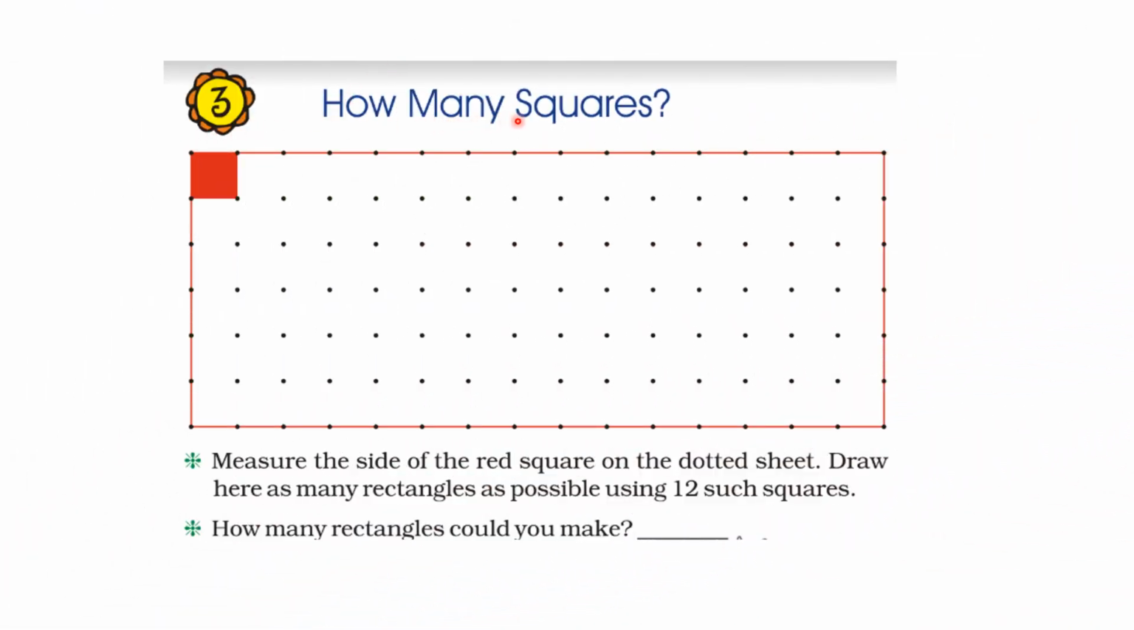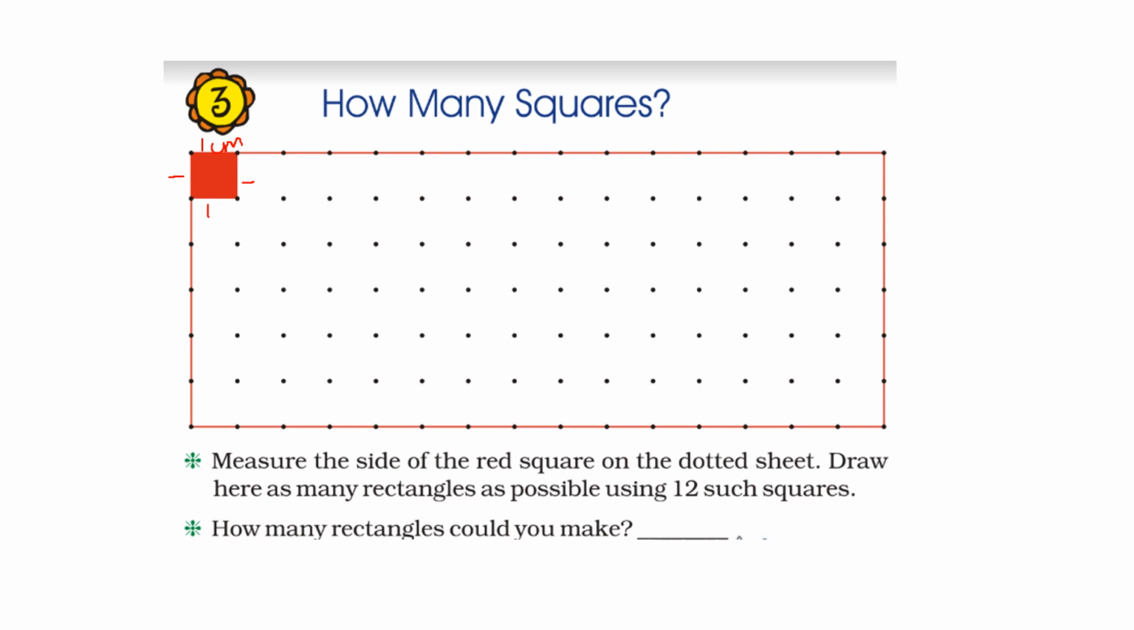Chapter 3, How many squares? Open your textbook, page number 34. Measure the side of the red square on the dotted sheet. You can see one square here. You have to measure this square using your ruler. So, take your ruler and check the measure of this side. This is 1 centimeter, isn't it? Again, here 1 centimeter, here also 1 centimeter. Clear? Did you get it? Yes.